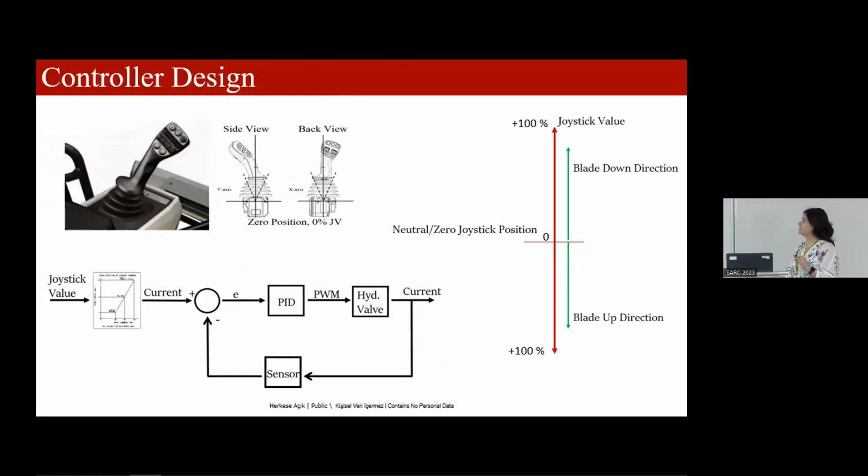In the traditional way, the operator uses the joystick for the up and down movement of the blade. The joystick movement has a joystick value in percent, and the joystick value has a certain current value. This graph is from the supplier. According to the produced current, the PID controller runs, and then the hydraulic valve and hydraulic cylinder are activated respectively.